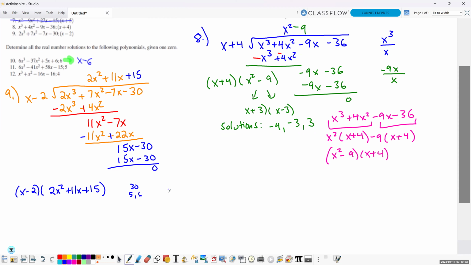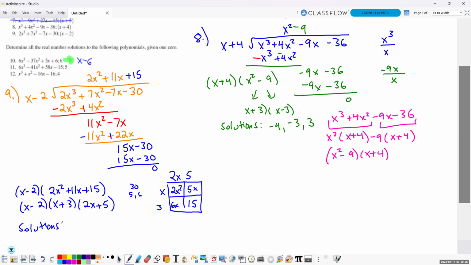So everyone on your own, go ahead and create the box if you need to. Use 5x, 6x, 2x squared, 15. Obviously, this has to be the 2. This has to be the 5. This will be an x. This will be a 3. So the factors are x minus 2, x plus 3, 2x plus 5 for number 9, which means the solutions are going to be 2, negative 3, negative 5 halves.